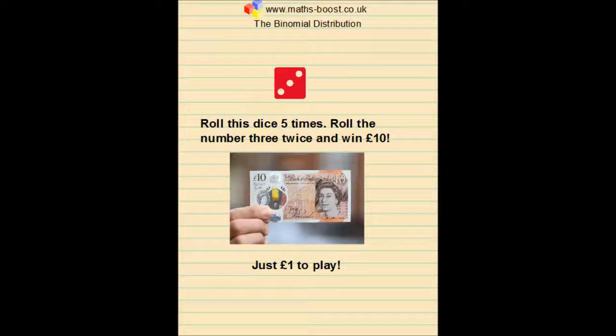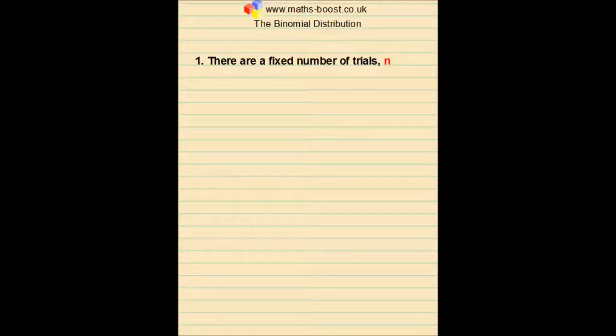Imagine we're going to roll a dice 5 times. What is the probability of rolling a 3 twice? What if I asked you for £1, and if you did roll a 3 exactly 2 times, I offered to pay you £10? Am I offering you a fair bet? We're going to find out using the binomial distribution.